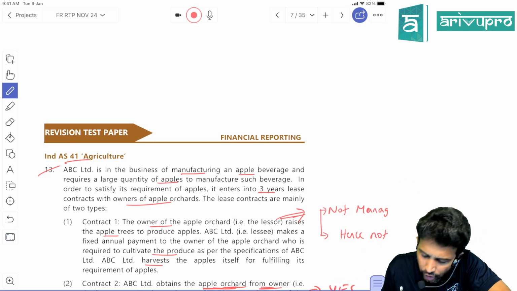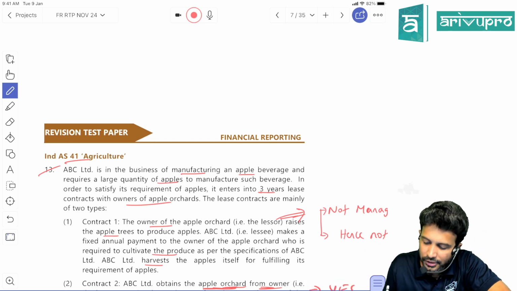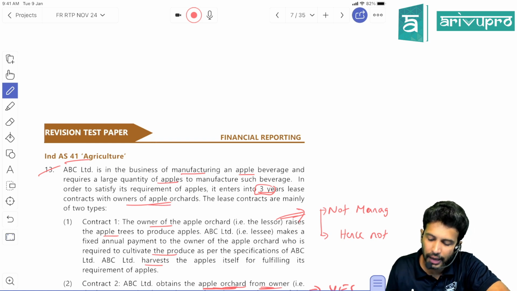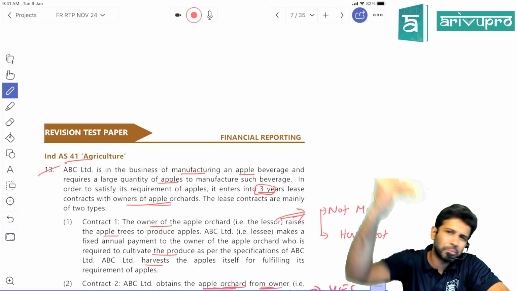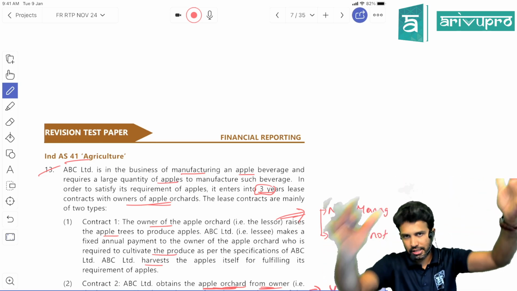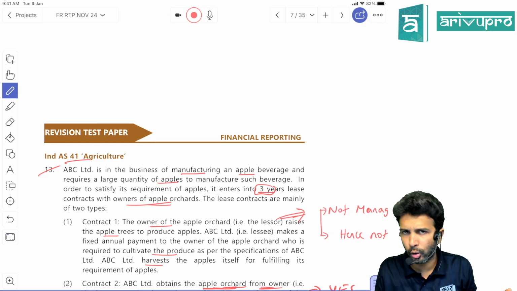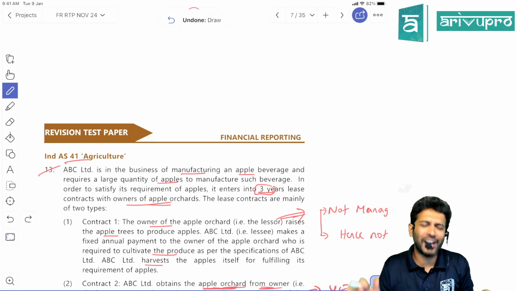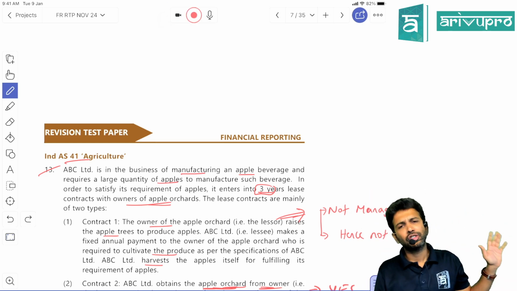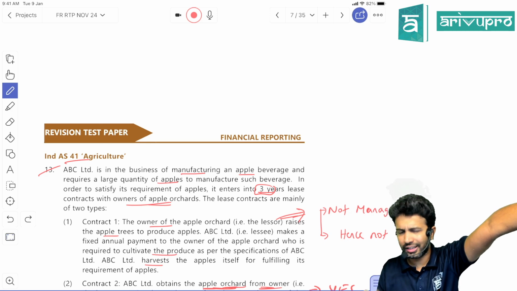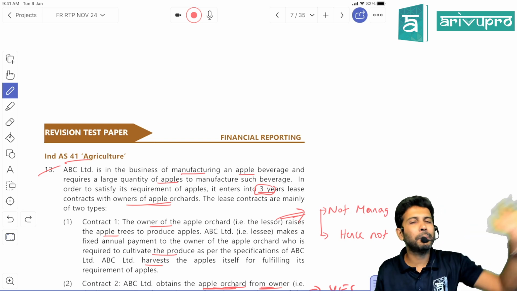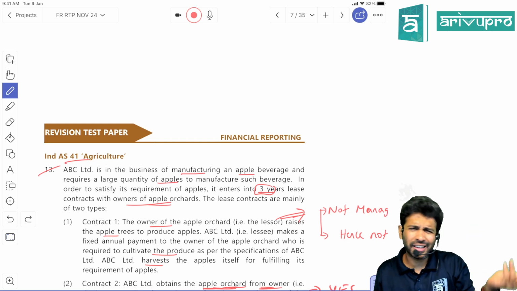In order to satisfy its requirement of apples, it enters into a 3-year lease contract with the owners of apple orchards. Some farmers own some acres of apple trees, and that is what we're calling apple orchards, the land on which the apples are grown. With such farmers, they made a contract saying what? You supply the apples.